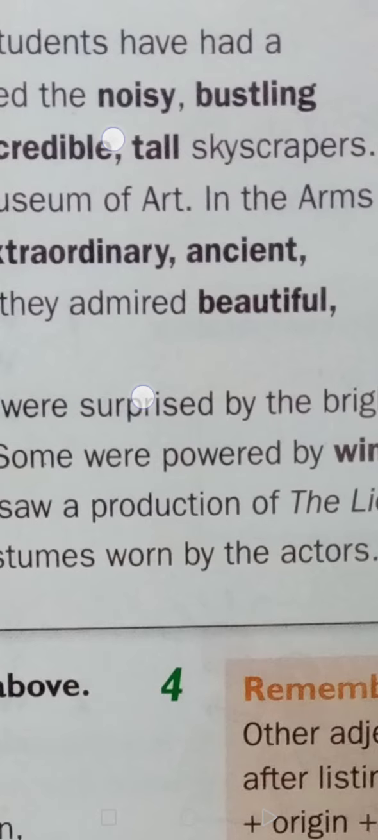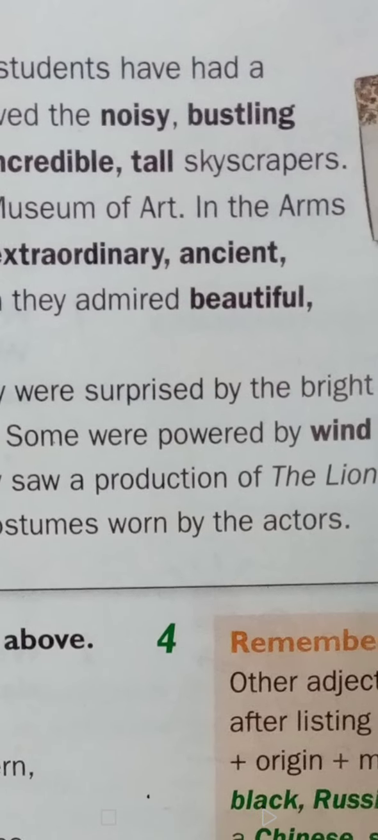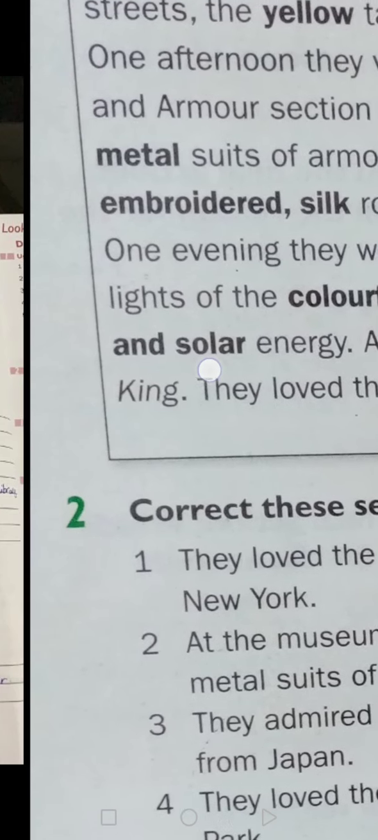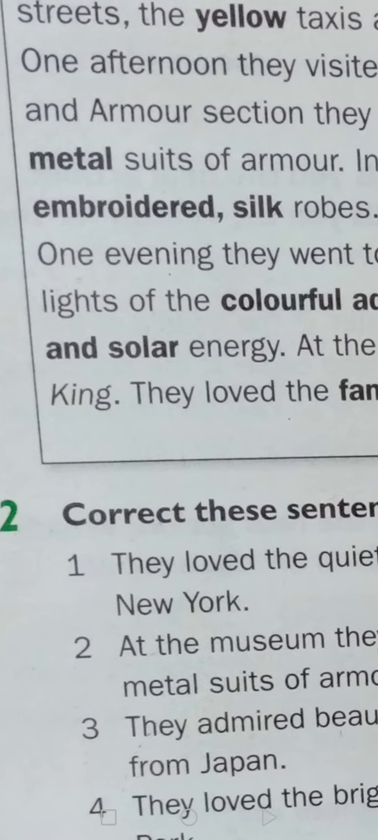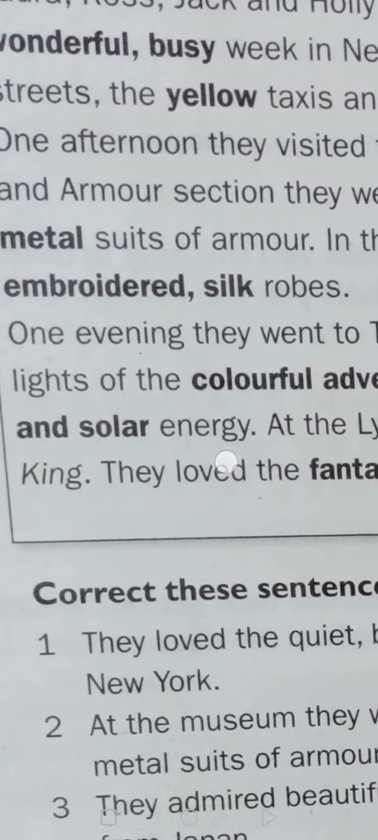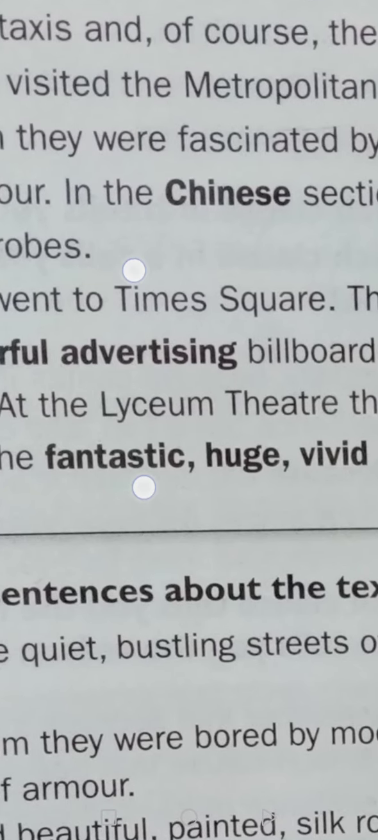Ancient is an age, عمر, معناها قديم. Here, the words beautiful and embroidered are opinion, اللي هي الآراء. Silk is a material, معناها حرير. Here, the word colorful is an opinion, آراء, and advertising بسميها purpose adjective.